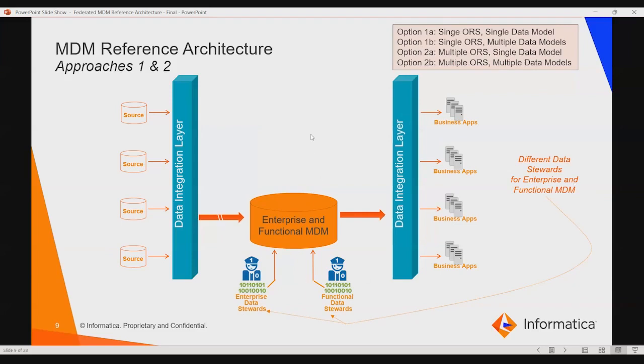Now, when I say functional MDM, it's when you're doing an MDM, let's say for USA or for Canada separately, right? And what the enterprise data steward would do is kind of sit at the top of all those, right? And manage the entire set of data, maybe in the multiple ORS, multiple data model, the option 2B use case or option 2A use case, where the enterprise data steward would have visibility to all the data sets, right, across the ORS and data models, so that they can take a correct informed decision on the global data.